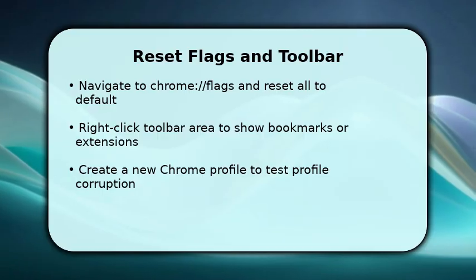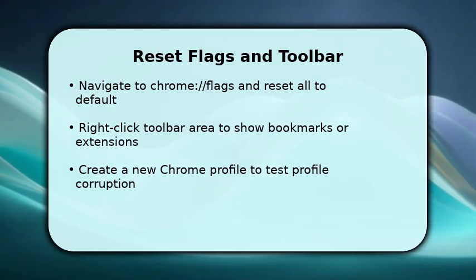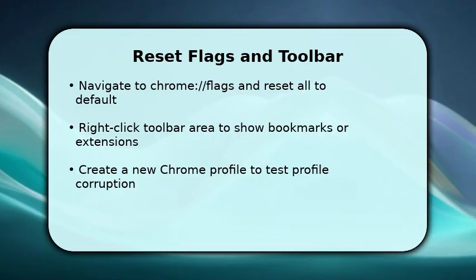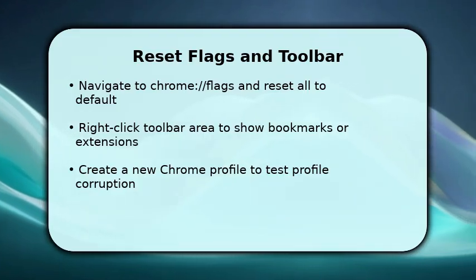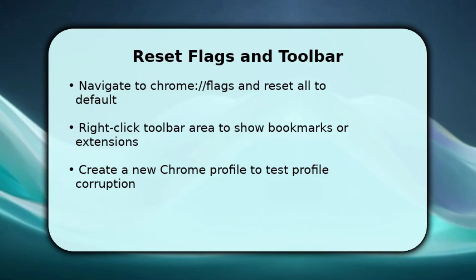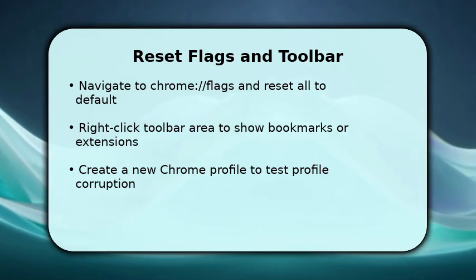If the Omnibox remains missing, create a new Chrome profile and sign in. A fresh profile quickly indicates whether the original profile was corrupted, which explains persistent UI disappearance.